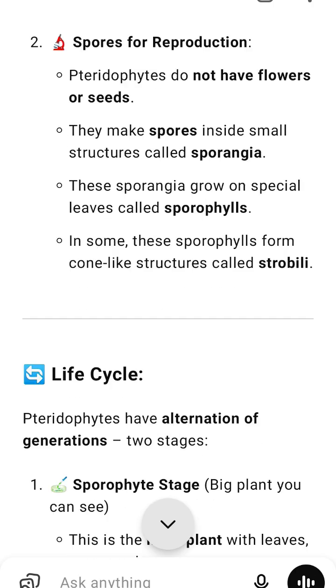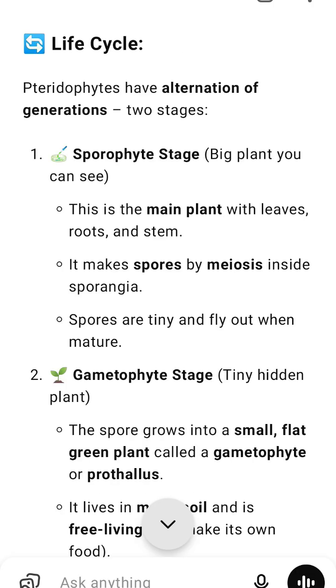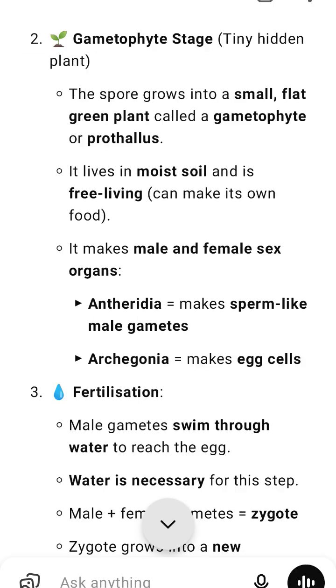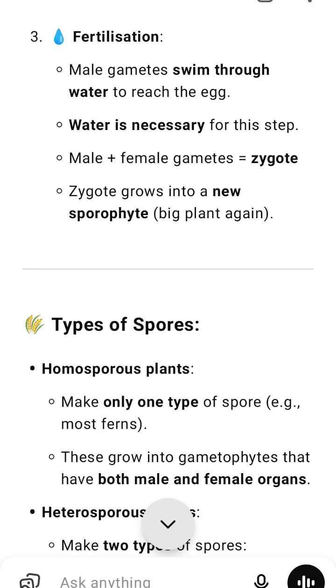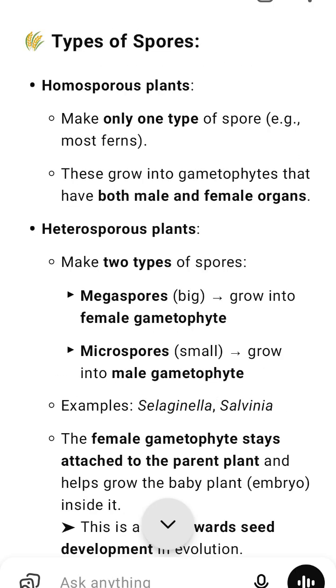Importance of pteridophytes. Medicines, some used in traditional remedies. Ornamental plants, ferns are used for decoration. Soil binders, prevent soil erosion. Evolutionary link, they show the step between mosses and seed plants. Seed habit evolution, in heterosporous plants, the embryo grows inside the female body, just like in seed plants.